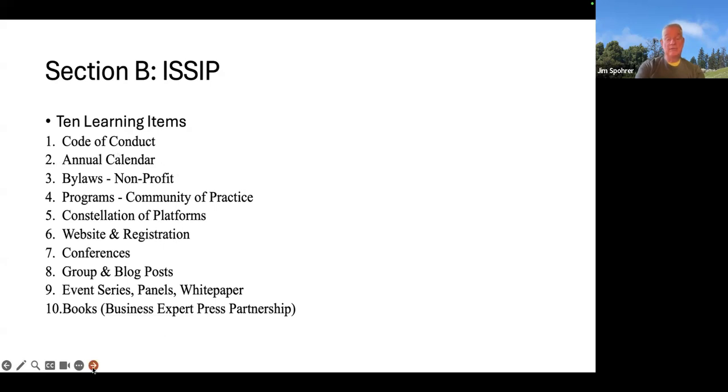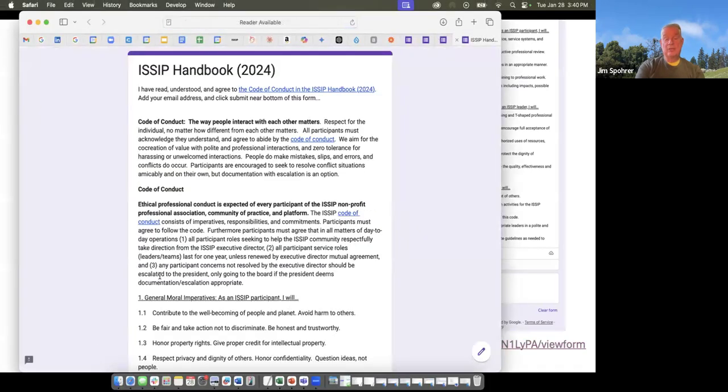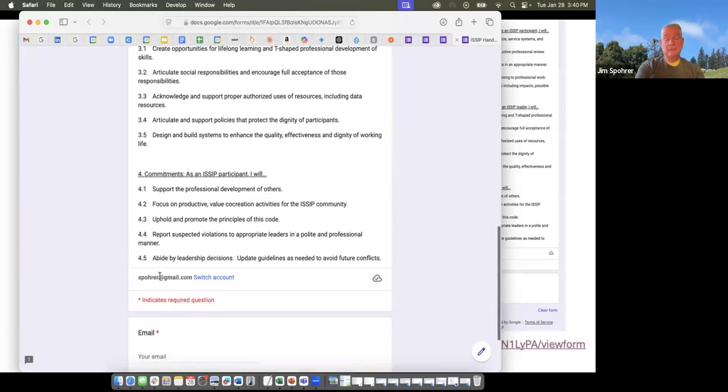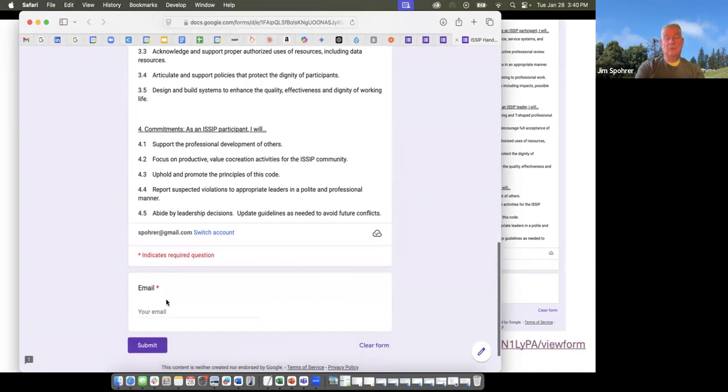Again, I'm not going to go through all of these because I'm going to go through them one by one as both instructor and learner. So number 1 is the code of conduct. And here's the link. It's important to go out and to read the code of conduct, understand it, and then put your email address here and submit the form.